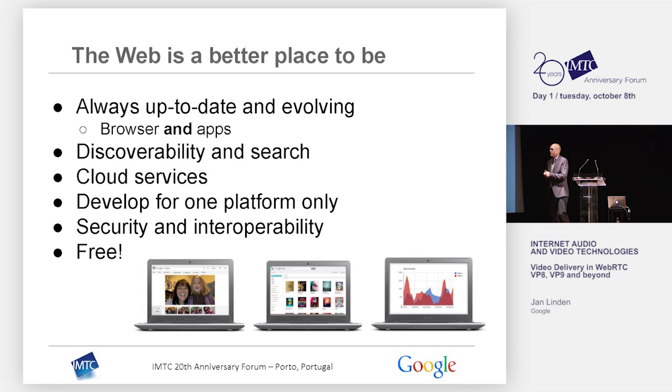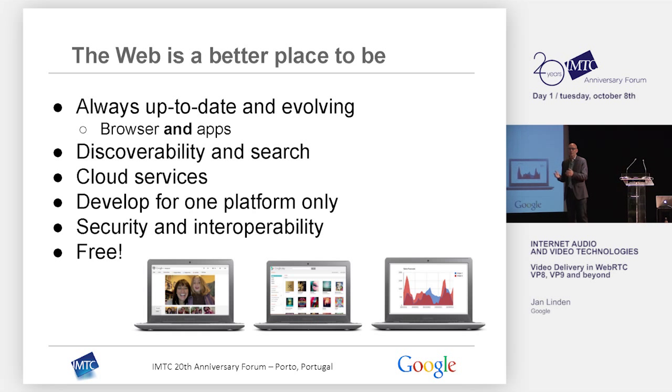So why is the web so attractive? Of course, we all know that it's a great place to be. But one thing that I really want to stress here is that, again, the browser and the apps are updated all the time. So you don't ever have problems with interoperability or issues with end users being on the wrong platform. Of course, the benefits of discoverability and search, etc., the easy access to cloud services, and the wet dream of all developers: develop for one platform. We're not quite yet there.